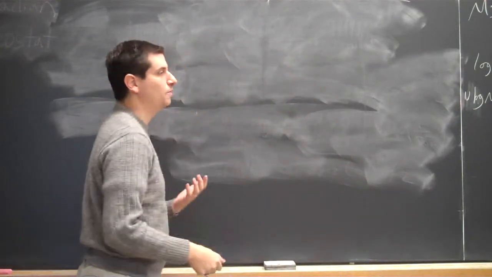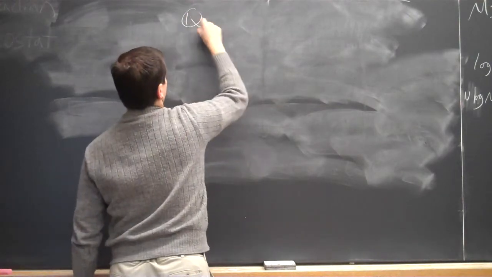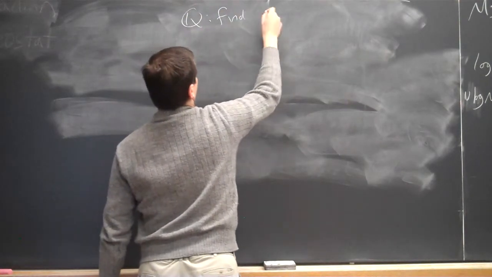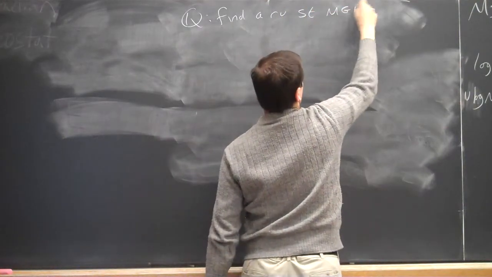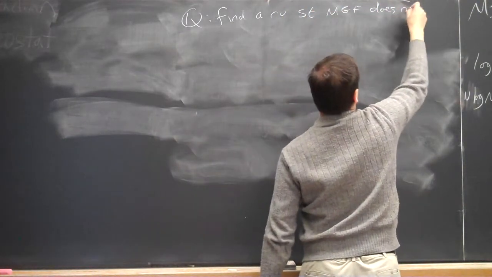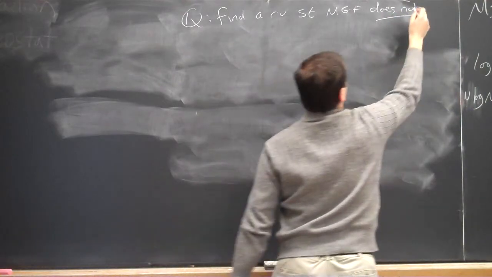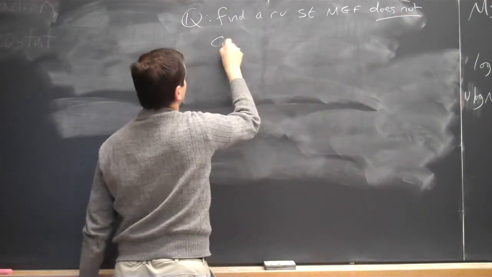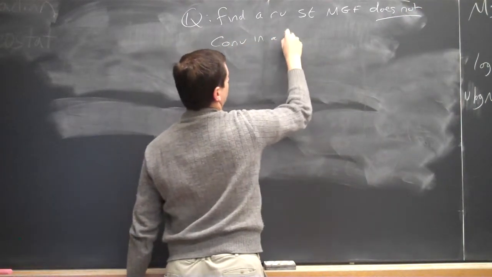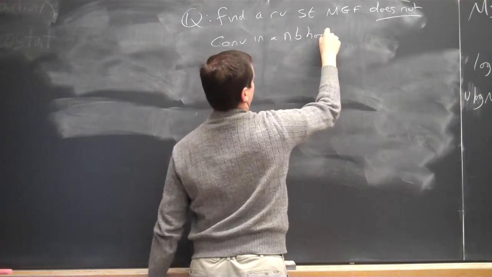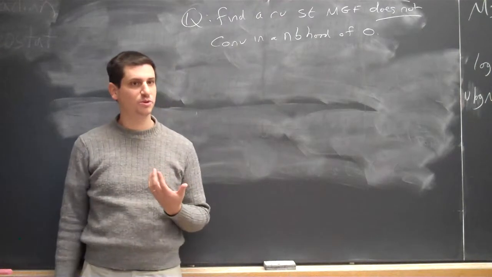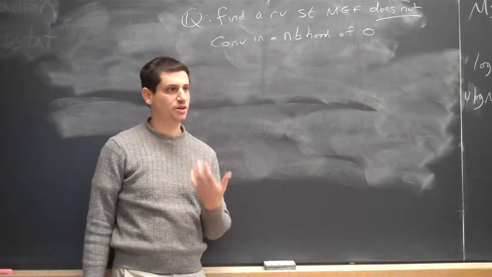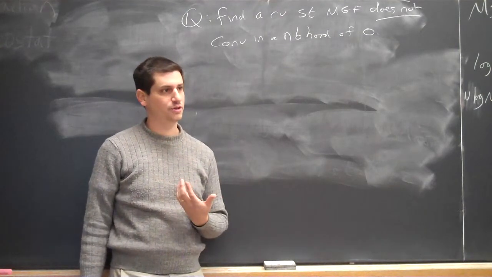Okay. So, question. Find a random variable such that the moment generating function does not converge in a neighborhood of 0. So can somebody give me a random variable whose moment generating function does not converge in a neighborhood of the origin?